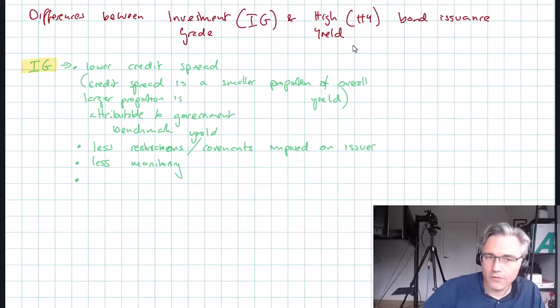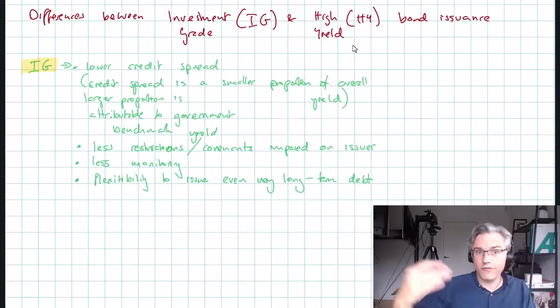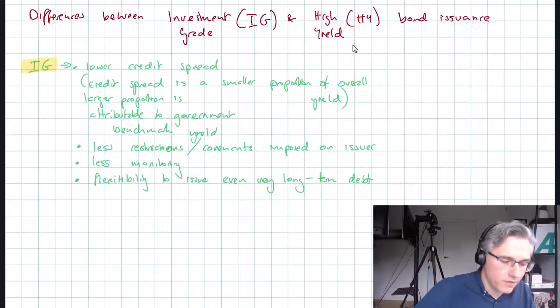Because of their, once again, good quality, they will have a lot more flexibility to issue even very long-term instruments, very long-term bonds, very long-term securities, for example, 30-year ones, just like governments have.